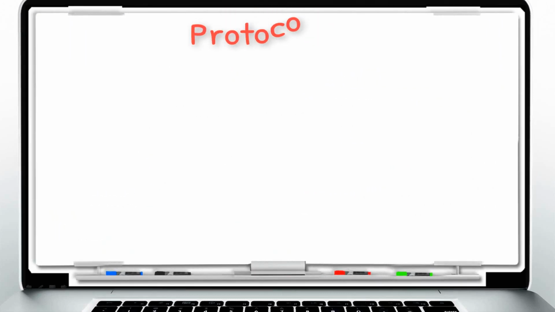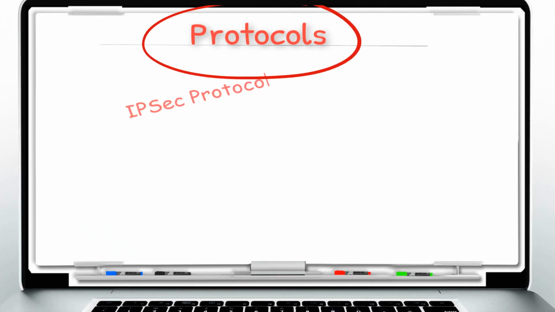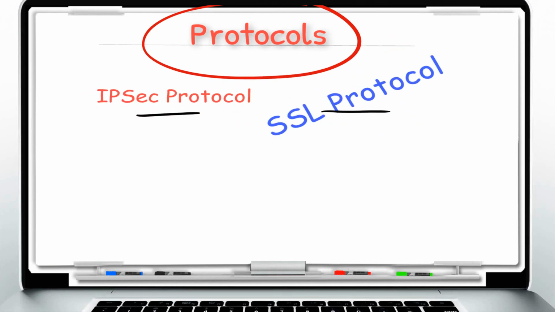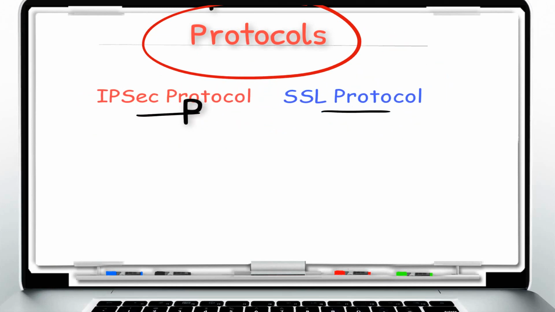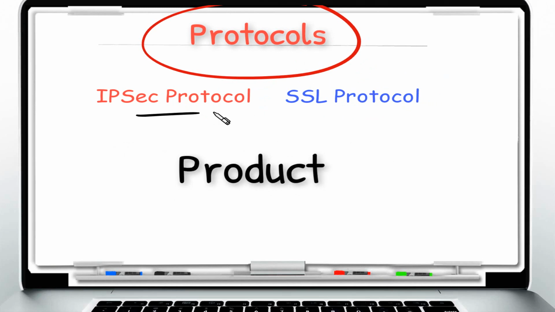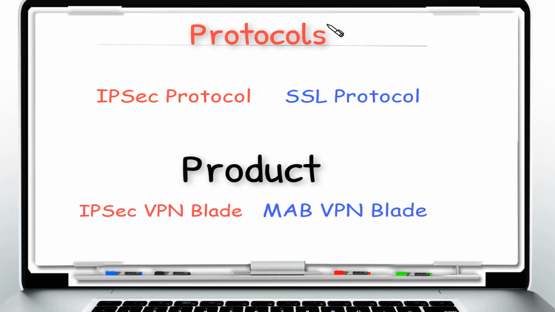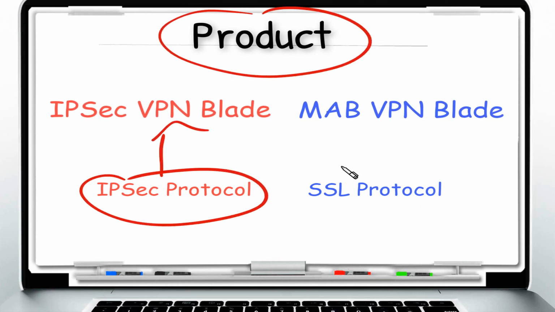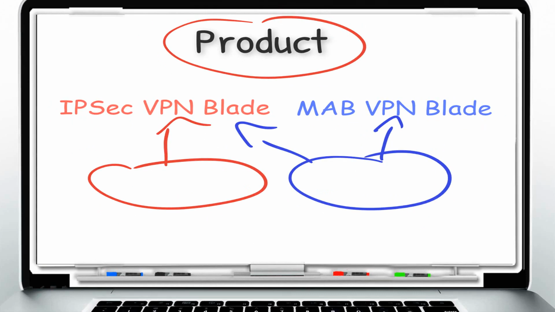So then the real question is, what protocols do you want to use? And this comes to the heart of this video, which is, what is the difference between IPSEC protocols and SSL protocols? What are some of the advantages of using IPSEC? What are the advantages of using SSL? Which boils down to, what product do you want to purchase? Do you want to purchase IPSEC VPN or do you want to purchase the SSL Mobile Access blade?